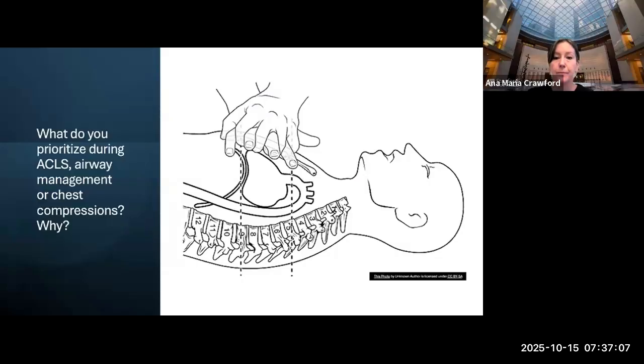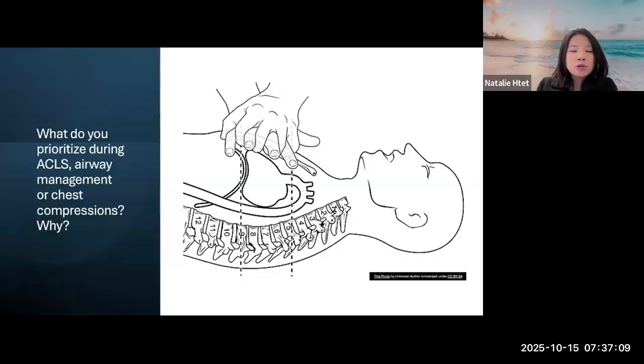Great. Another reason the airway becomes the second priority is that prioritizing the airway too early often leads to harmful interruption. I talked about how important the chest compression and the recoil are. And so, moving on to the next slide.